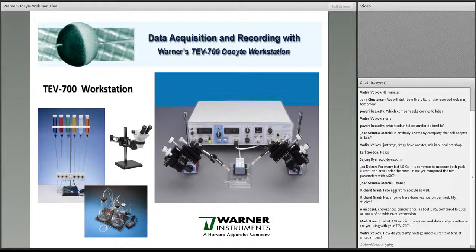Okay. I see that the group is very interested in purchasing oocytes. So, are there any more comments for the speaker? Any more questions for the speaker before we move on to the next slide?